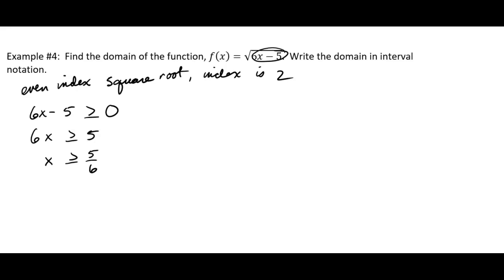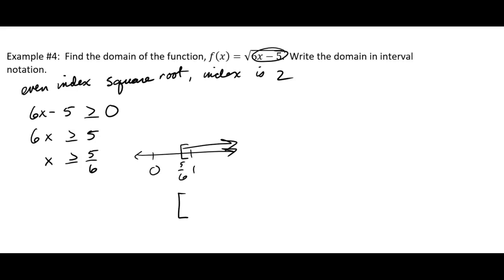So we're thinking about all the numbers that are greater than or equal to 5 over 6. On a number line, that would be here's 0, here's 1, here's 5 over 6. So all the numbers that are greater than or equal to 5 over 6. They don't ask you to graph it. I'm just showing it to you.